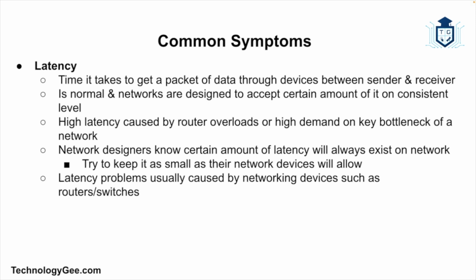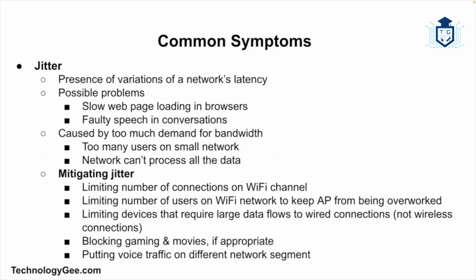And network latency problems can usually be traced to a networking device, such as a router or a switch. And we have network jitter. Network jitter is the presence of variations of a network's latency. And jitter can cause problems for end users on the network, such as slow web page loading in browsers and faulty speech and conversations. These are some of the most noticeable problems that people experience.